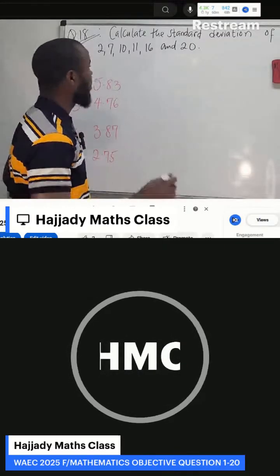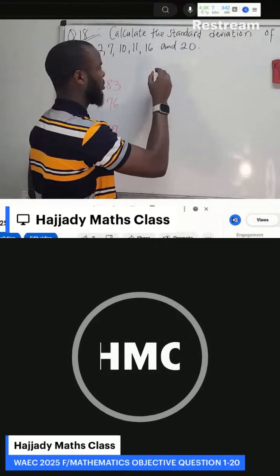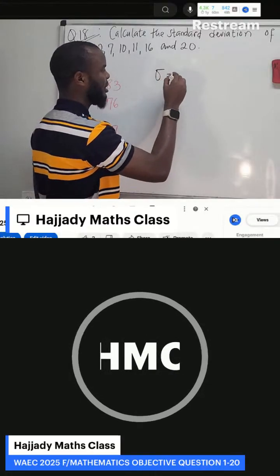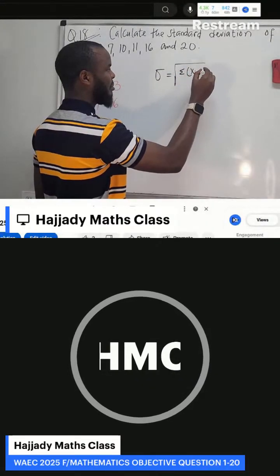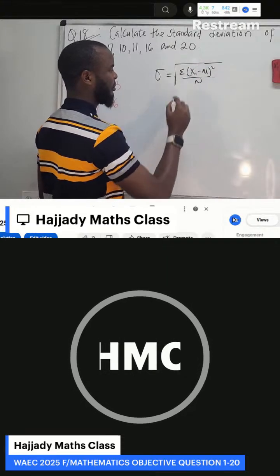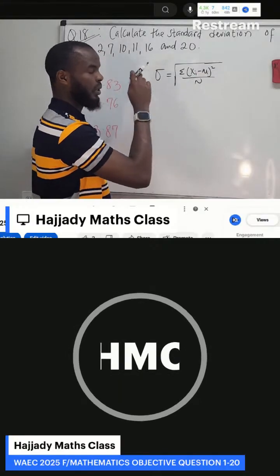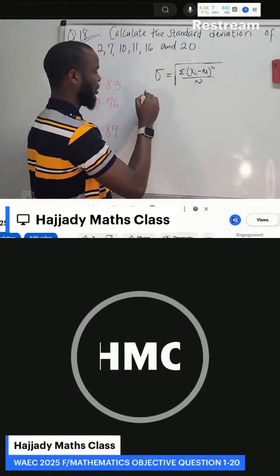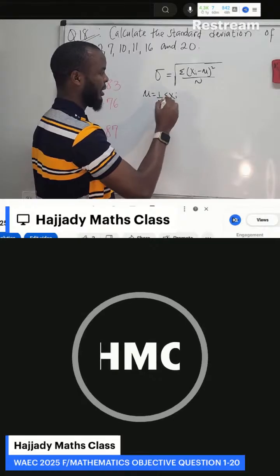Now, to do this, these values are going to be the population values, okay, not the sample values. So we are using the population parameter. For the standard deviation, we have sigma to be the square root of the summation of xi minus the mean, squared, over n. So the mean is the population mean. This is population mean, population standard deviation. Now, let's compute the mean first. The mean is 1 over n summation xi.